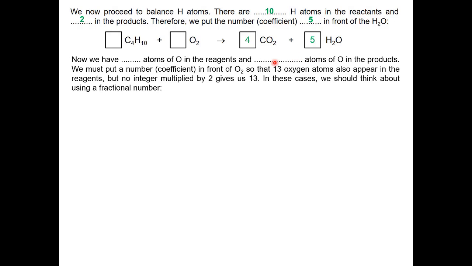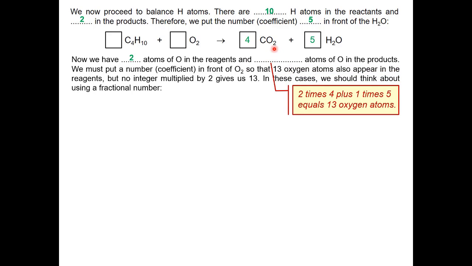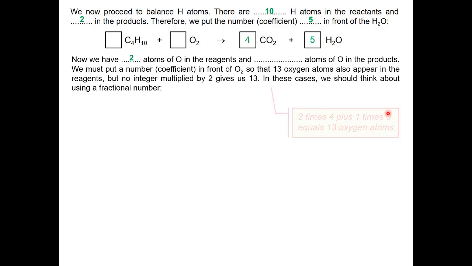Read the following text and try to fill in the gaps. Now we have two atoms of oxygen in the reagents and 2 times 4 plus 1 times 5 equals 13 oxygen atoms in the products. Now we have 2 atoms of oxygen in the reagents and 13 atoms of oxygen in the products.